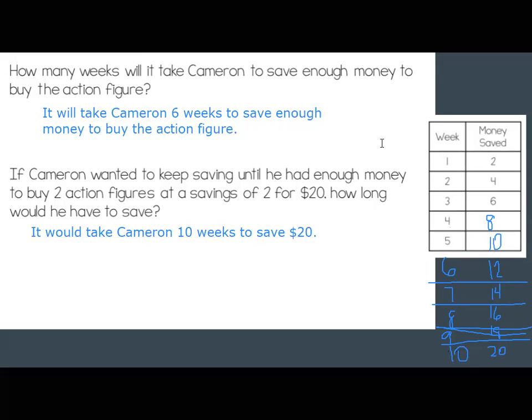All right. So that's all we have to do, guys, making sure that we are using the information in the data in our chart to be able to make our ordered pairs and then graphing those ordered pairs from there. Keep up the good work. I know you can do it.